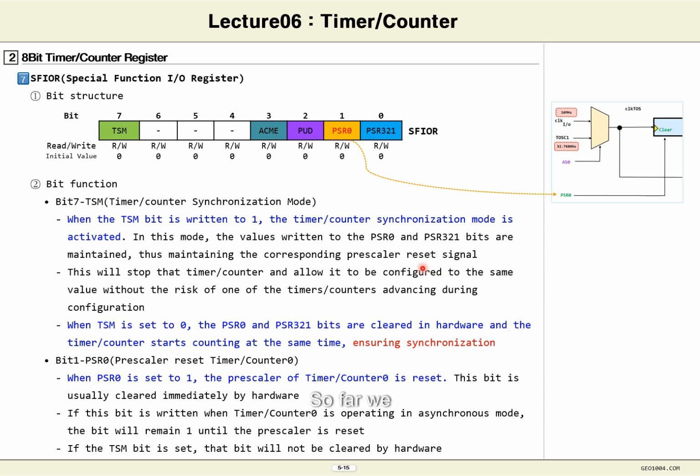So far we have looked at timer counter register. Thank you.